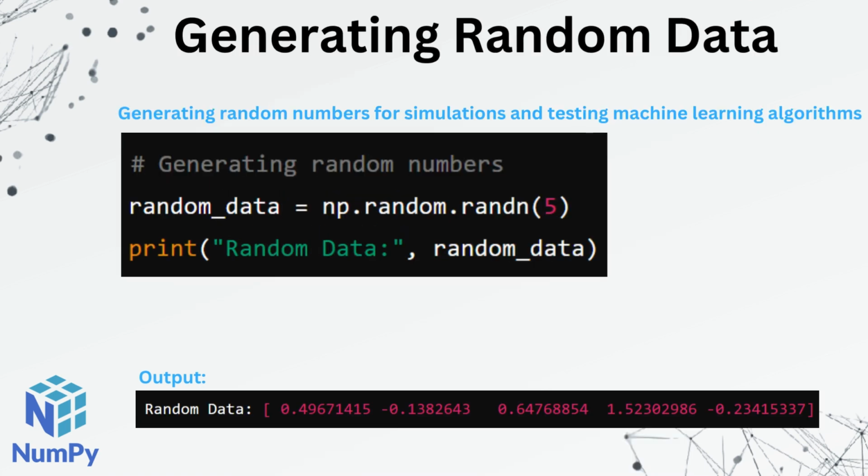Okay, another task is generating random numbers, which is very important in machine learning when you're training some model with random data. Here you can see you can create random values with np.random.rand(5). You create 5 random values, and you can see here the 5 random values.